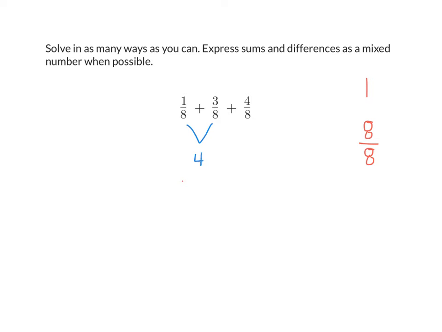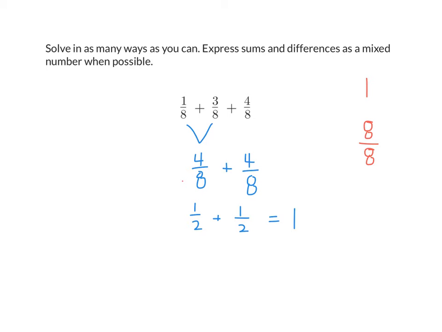Sachi thought about 1/8 plus 3/8, which is 4/8. And then I knew that 4/8 was 1/2. So she thought about how 4/8 is 1/2, plus 1/2 equals 1. Good. Who else had a different way to solve this problem?